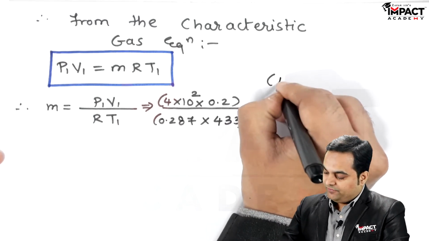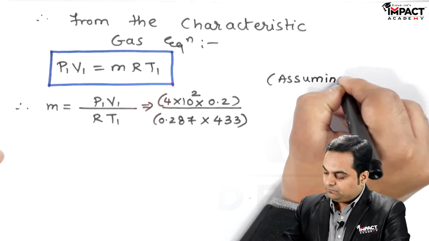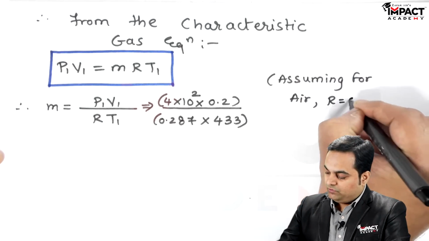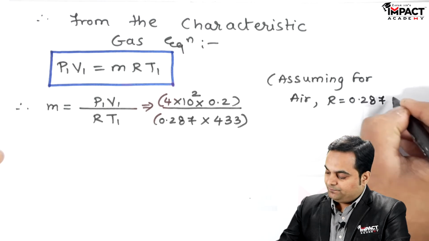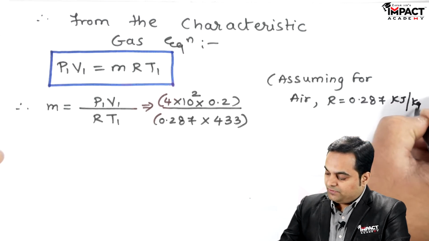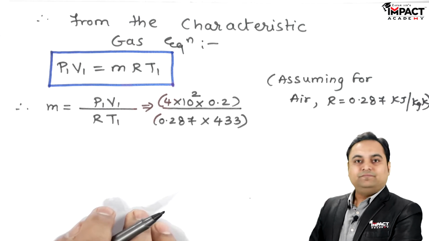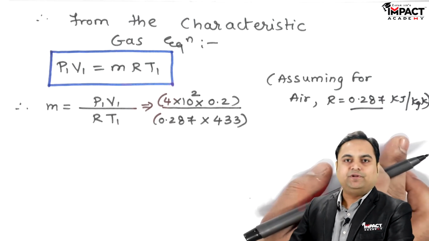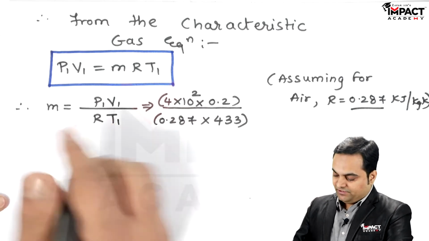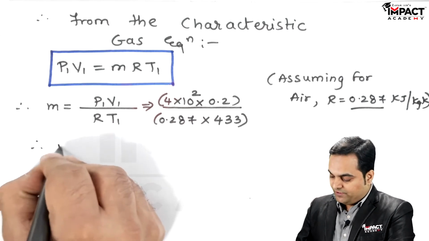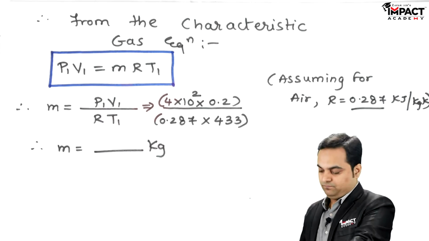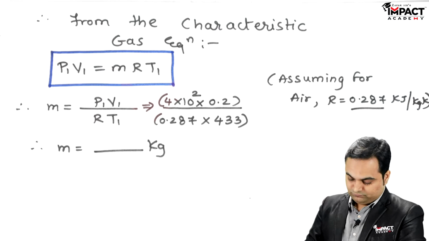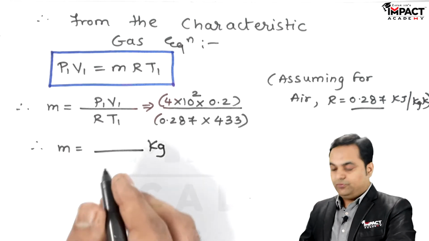Here I can write down, assuming for air, capital R is equal to 0.287 kilojoule per kg Kelvin. That's the standard value. If in terms of joule, that would be 287 joule per kg Kelvin. Now on calculating this, the answer of mass will come out to be 0.64 kg.